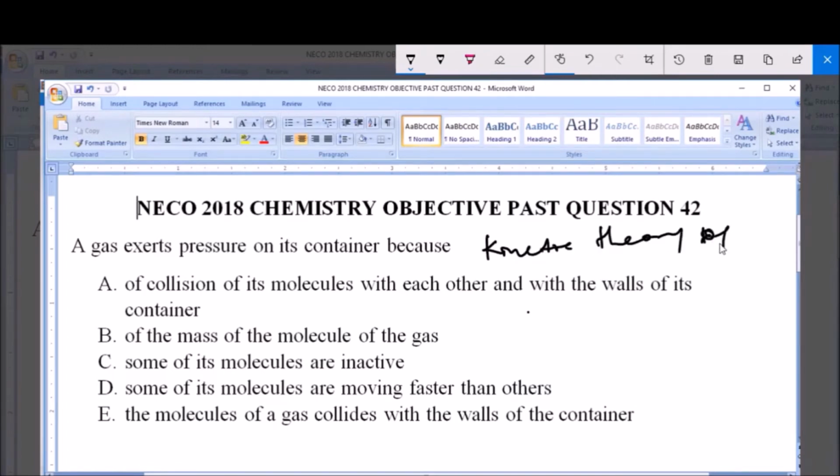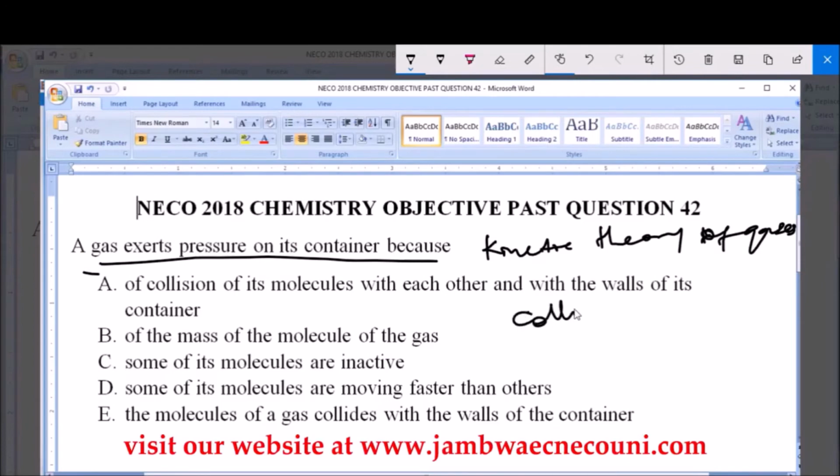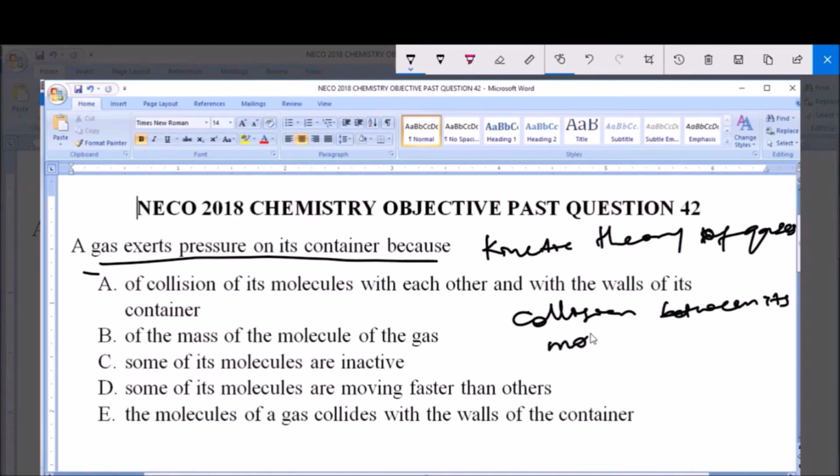Kinetic theory of gases. So I urge you to go through the kinetic theory of gases to know more on this. But actually this statement is picked from the kinetic theory of gases. Now under the kinetic theory of gas, there's a statement that says that the pressure exerted by a gas is as a result of the collision between its molecules, that is between the molecules of this gas, and not only that, also with the walls of the container.